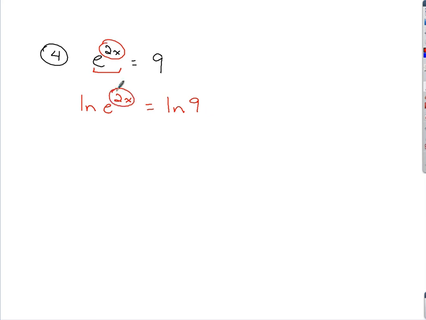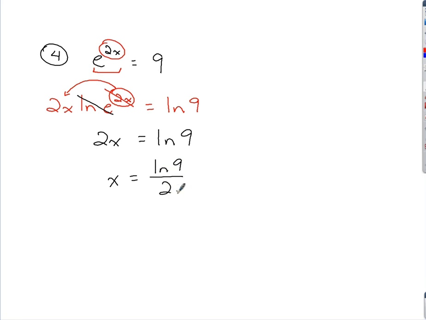Again, the reason I did that, I want to bring this power down, so I have a law that will let me do that. So the 2x pops down to the front. You're left with 2x natural log of e now equals the natural log of 9. Does anybody remember what the natural log of e is? 1. Good. So that's gone. Meaning you have 2x equals the natural log of 9. Solving for x equals the natural log of 9 over 2, which we could calculate, but if I leave it as an exact answer, that would be good enough.